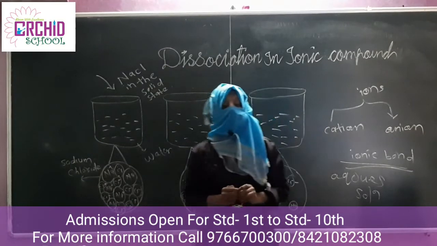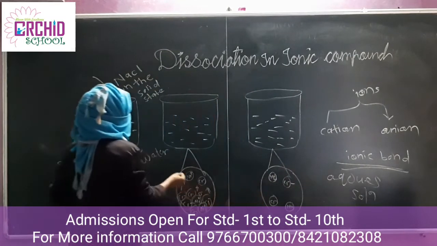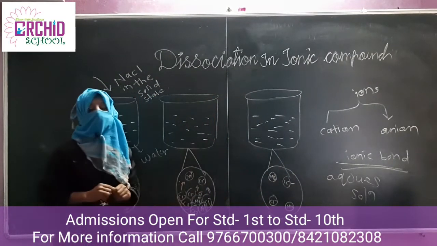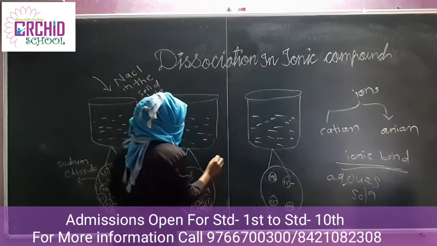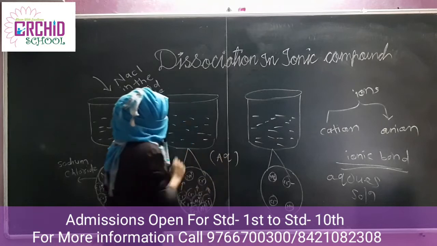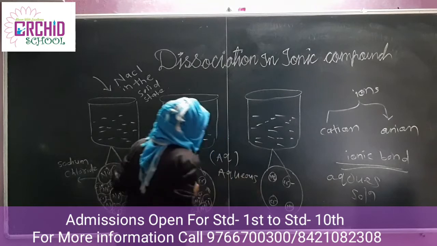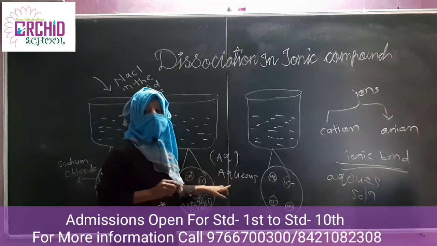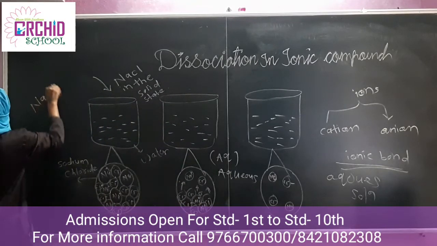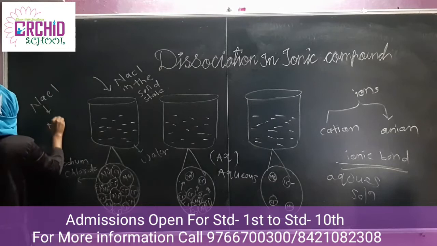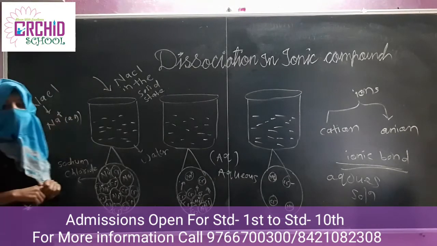Each dissociated ion in the aqueous solution is surrounded by water molecules. This state is indicated by writing aq, meaning aqueous, and it is written at the right side of the symbol. If I am taking Na, you write Na aqueous, next to the symbol.